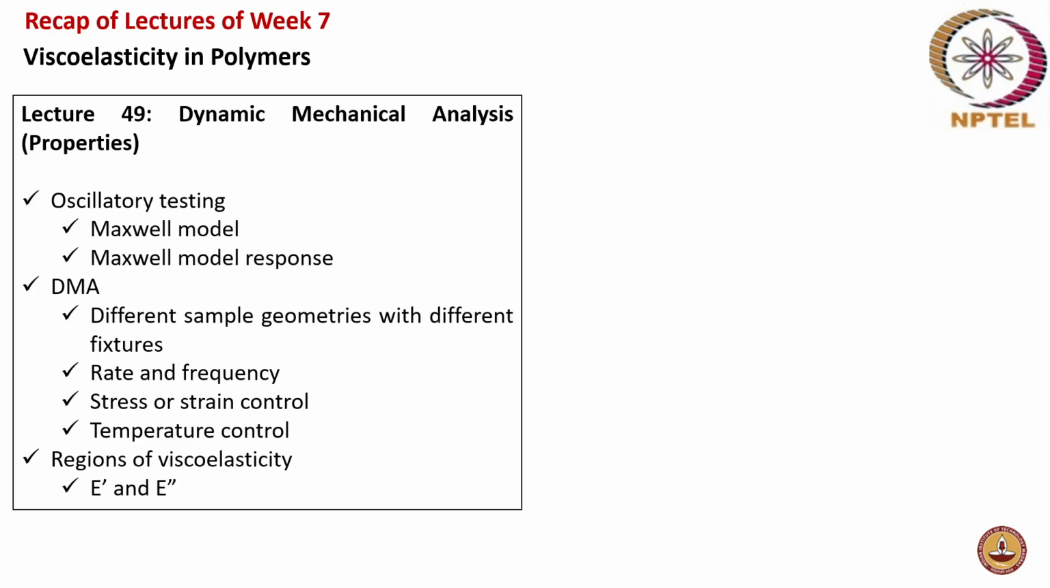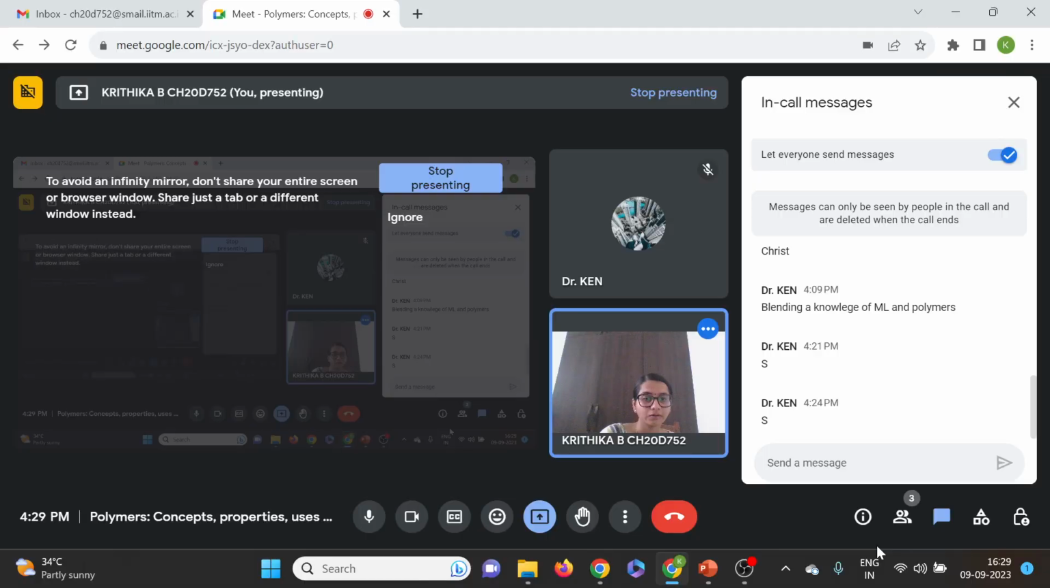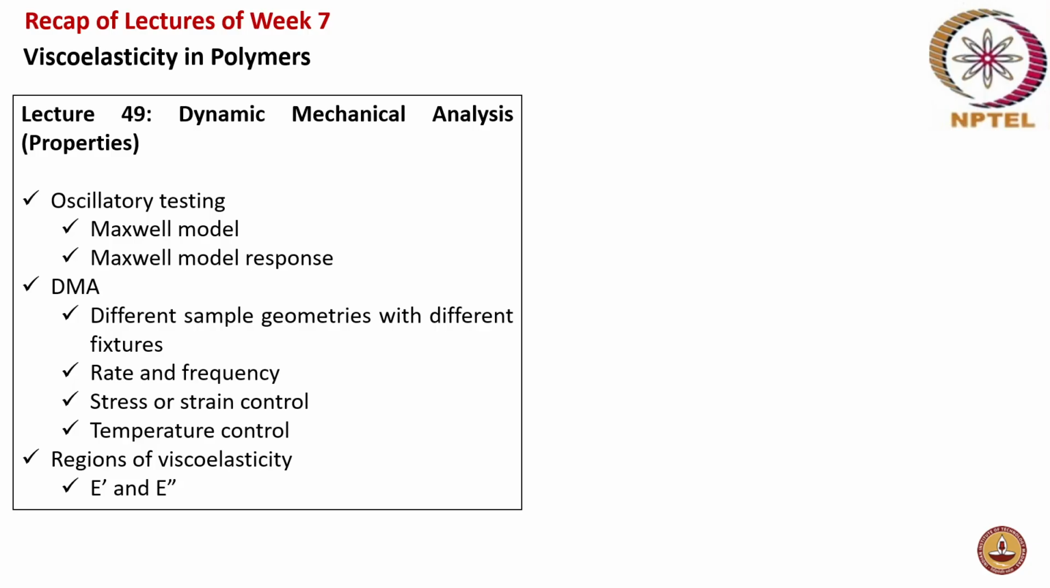And then lecture 49 was on properties. So the oscillatory testing was discussed, where a sinusoidal wave of either stress or strain is applied. Right. And in case of a viscoelastic material, there will be a phase lag in the response. Right. So these were all discussed.